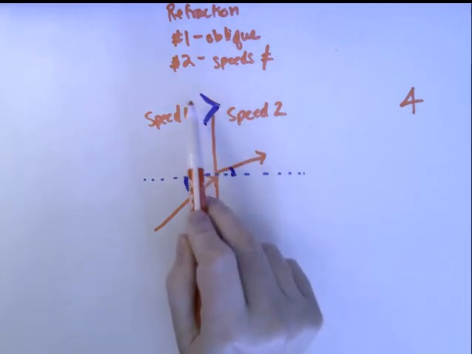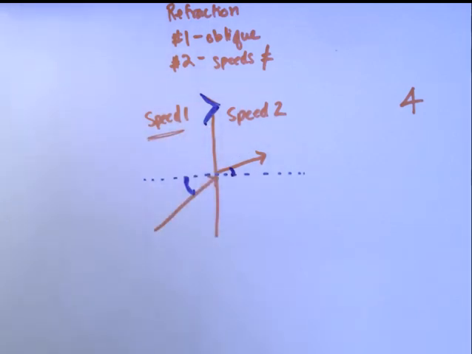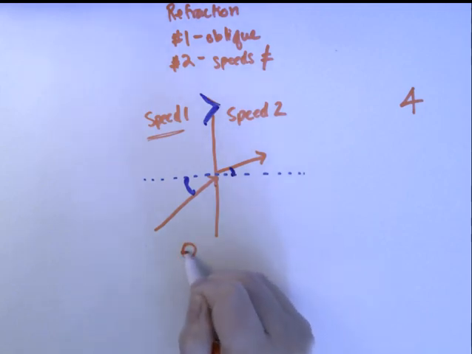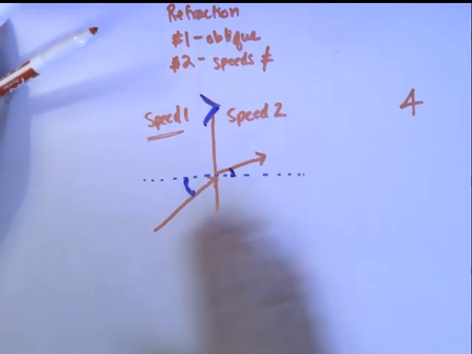And that is because our alligator is eating speed 1. It wants the bigger angle. It's going to eat it. So the angle of incidence, when speed 1 is greater than speed 2, is going to be bigger than the angle of transmission.